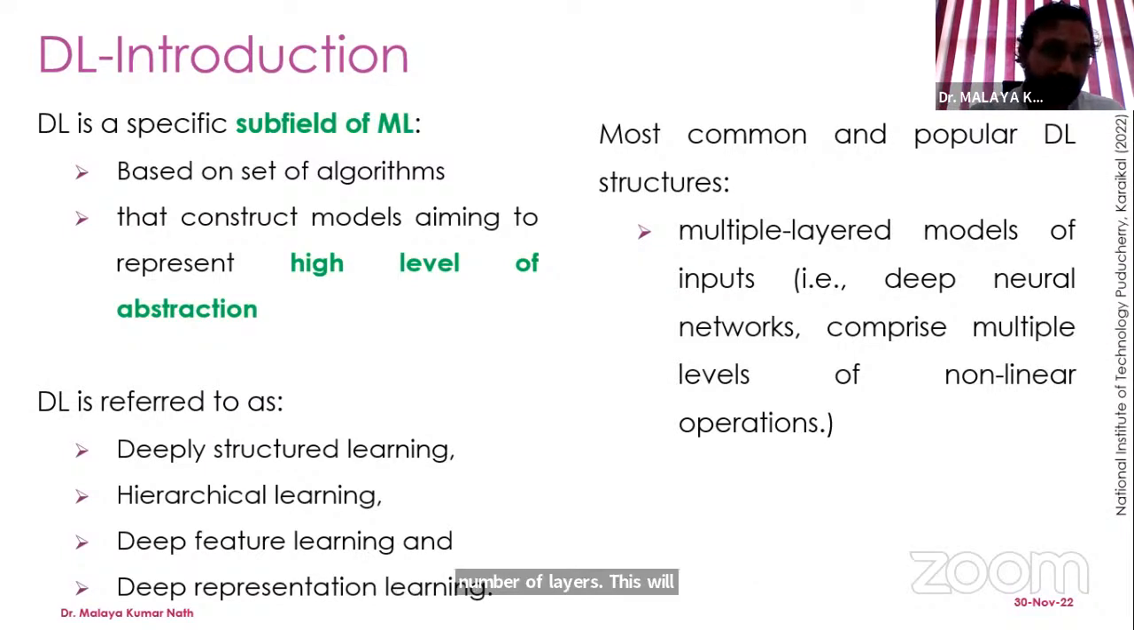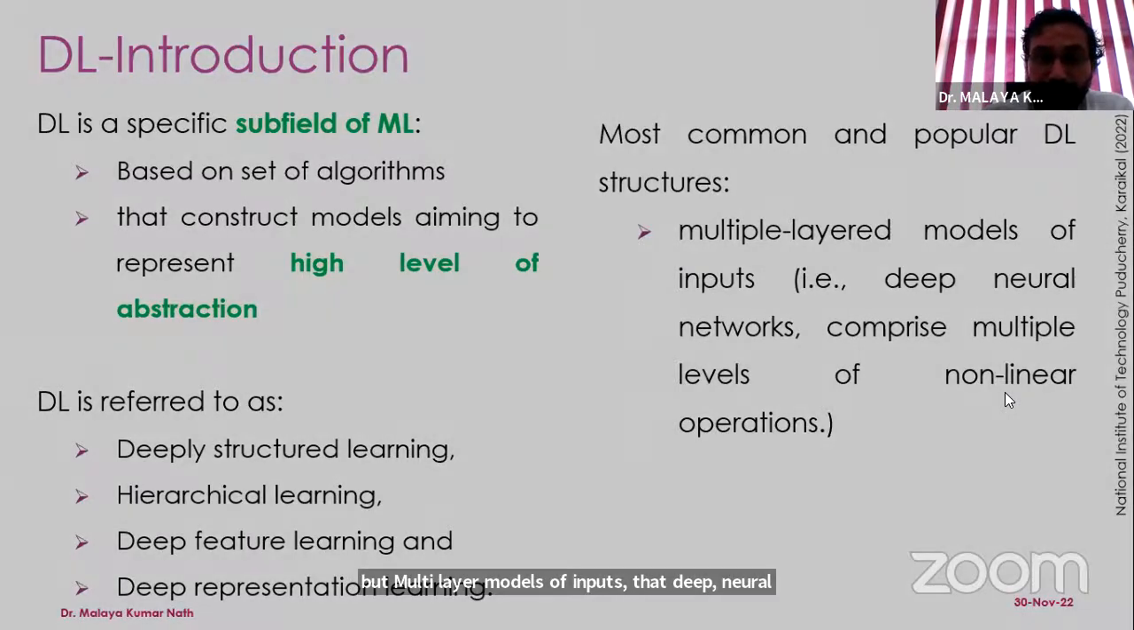this will give rise to a deep learning structure. If you look into the introduction, deep learning is nothing but a subfield of machine learning algorithms, based on a set of algorithms that construct models aiming to represent high level abstractions. So deep learning refers to deeply structured learning, hierarchical learning, deep feature learning, and deep representational learning. Most common and popular DL structures are multi-layer models of inputs, that is, deep neural networks comprise multiple levels of nonlinear operations.